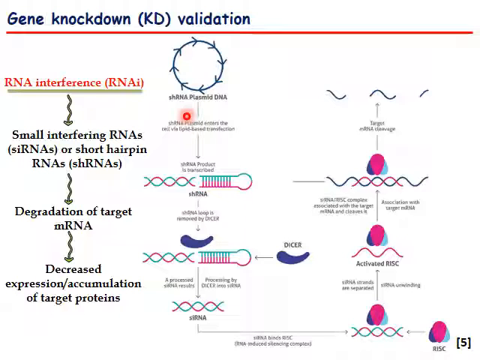Then here the two strands of siRNAs are separated, and RISC complex will remain associated to a single strand of siRNA that is complementary to the target mRNA. It will then lead to the cleavage of target mRNA, and subsequently there will be decreased expression or decreased accumulation of the target proteins.